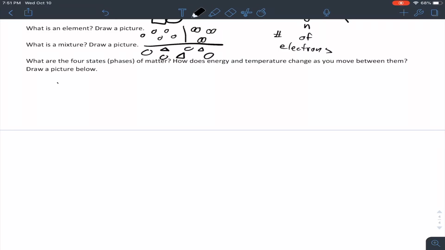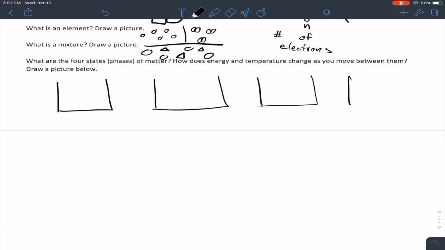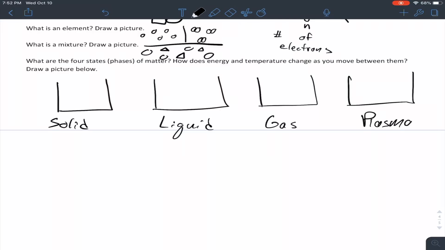So if you remember, I drew a picture in one of our notes, kind of like this. So we had 4 states of matter. We had solid, we had liquid, we had gas, and then we talked a little bit about plasma because it is the most abundant state of matter in the universe, because when we start talking about stars and stuff, they're all plasma.